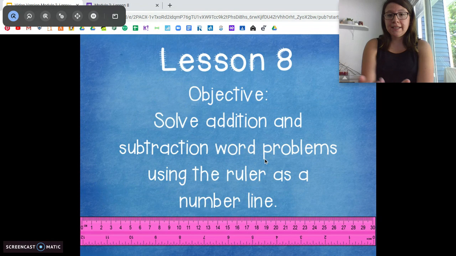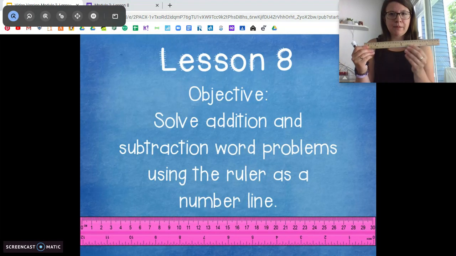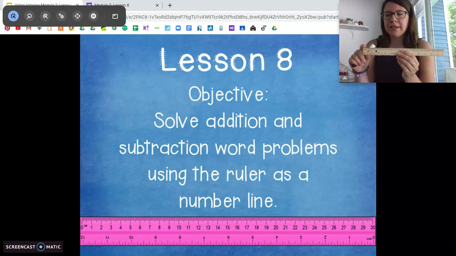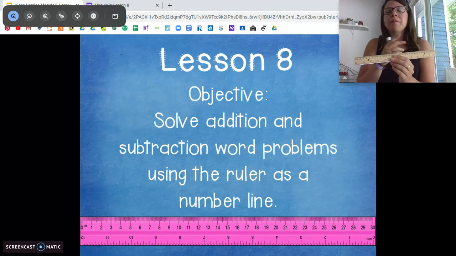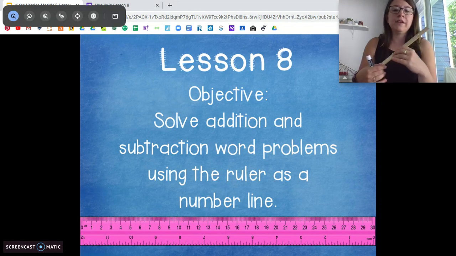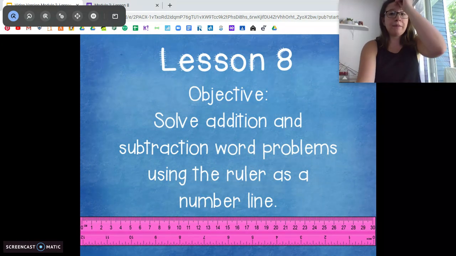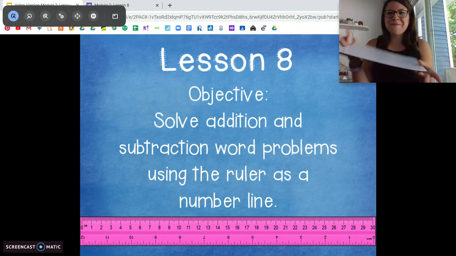So we're on Lesson 8 today, and today we're going to be solving addition and subtraction word problems using a ruler as a number line. Remember we talked about that a couple days ago, that a ruler kind of looks like a number line where we have all the numbers in order, they're all the same distance apart, and we can use it to solve addition and subtraction problems.